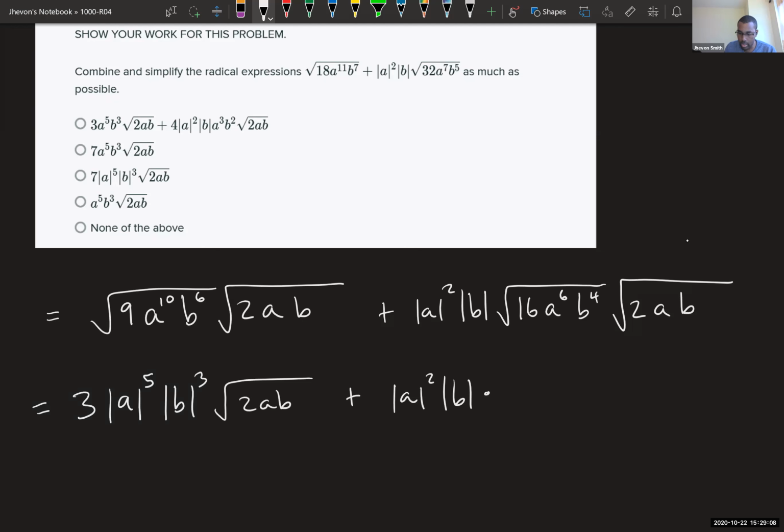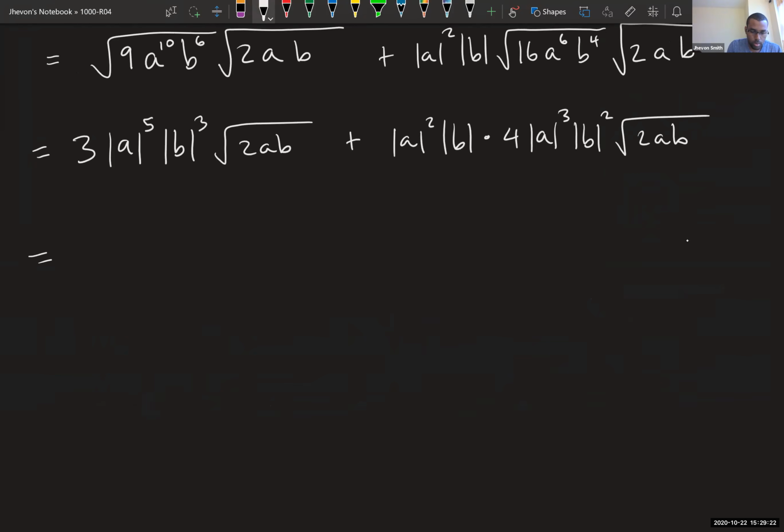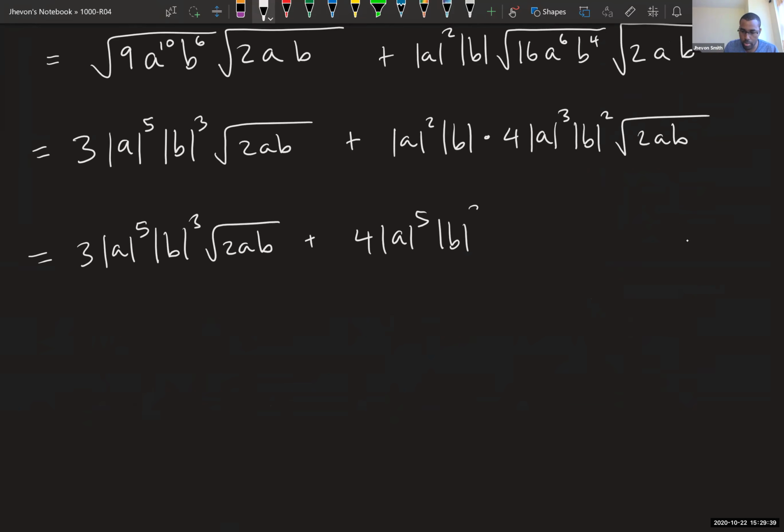Here, radical 16 is 4. This is absolute value of a cubed, absolute value of b squared. Here, the absolute value of a squared times the absolute value of a cubed gives me absolute value of a to the fifth. The absolute value of b times the absolute value of b squared gives me absolute value of b cubed. And so we have that.